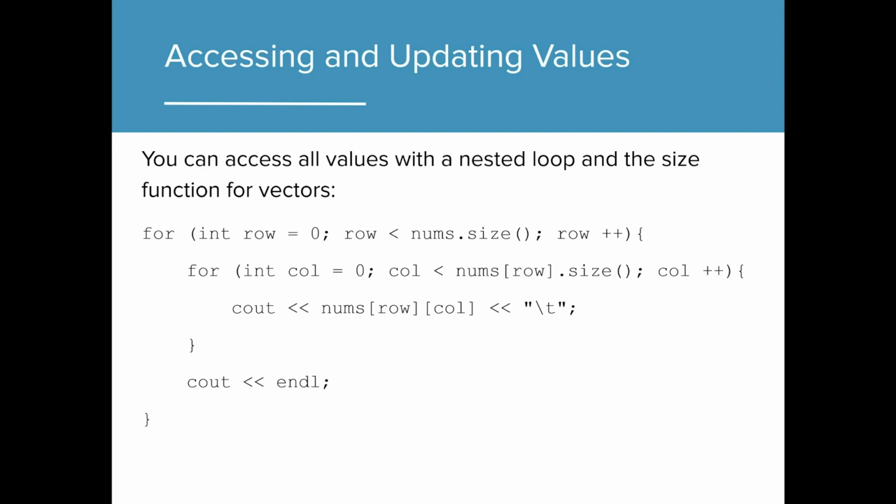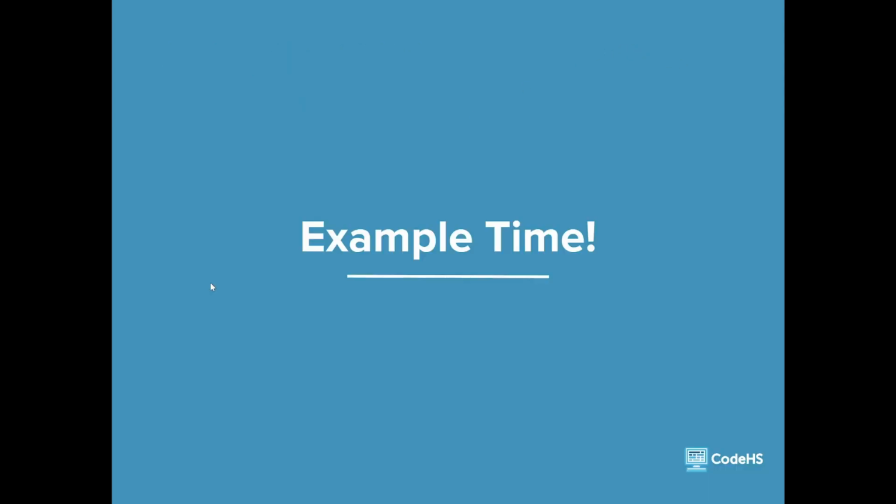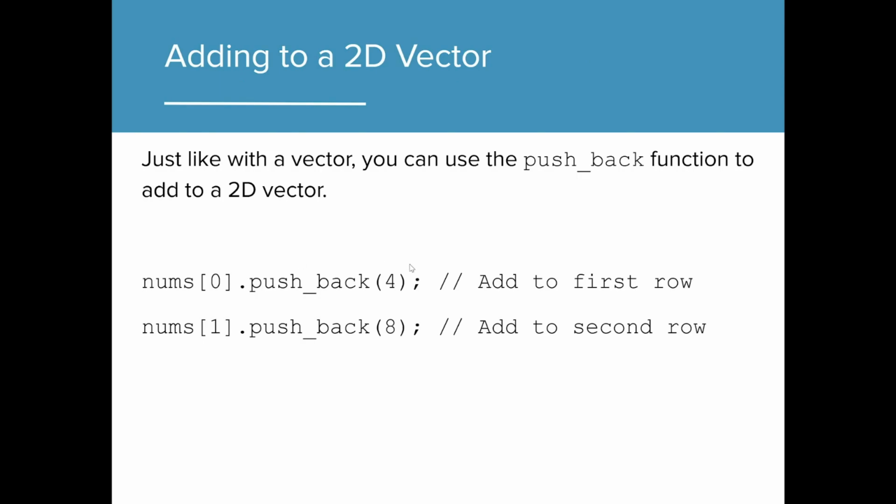You can access all the values with a nested loop and the size function for vectors. As you can see, we use a nested loop, and we use the size function. Just like with a vector, you can use the pushback function to add to a 2D vector. As you can see below, this will add to the first row, and this will add to the second row.